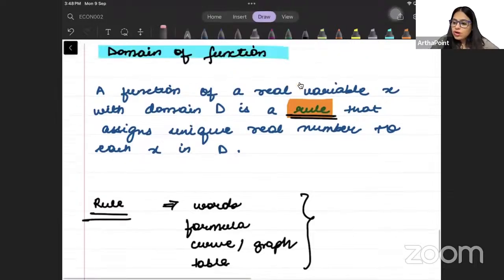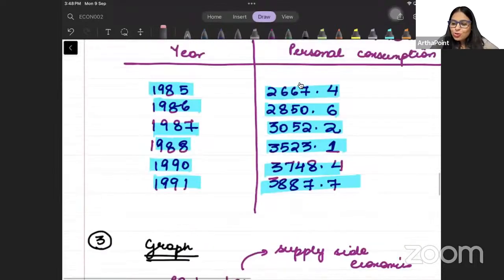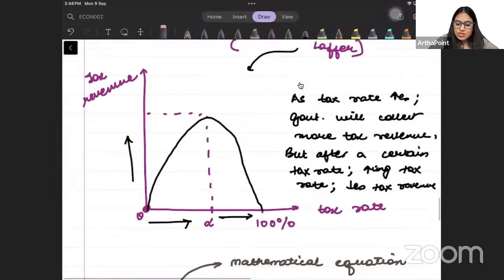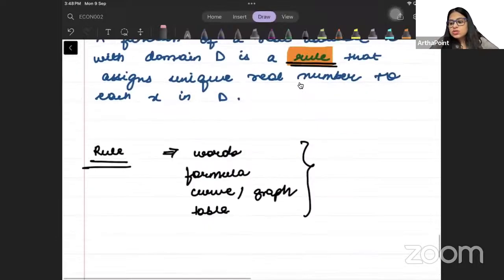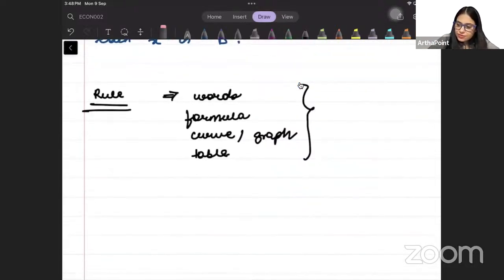When you show through a graph, showing through a graph is also a rule. When you show through a table, showing through a table is also a rule. So the word rule is used in a very broad sense. Rule को हम बहुत ही broad sense में use कर रहे हैं. पहली बात समझो. Second thing is, that's the first thing.